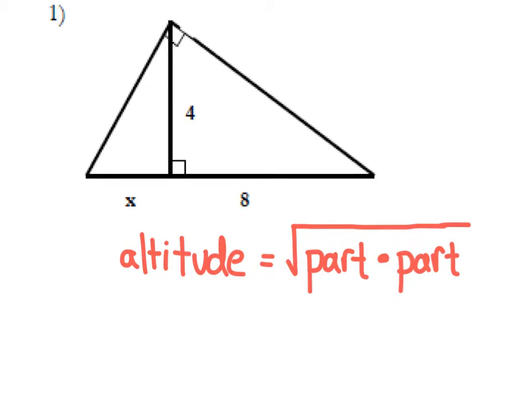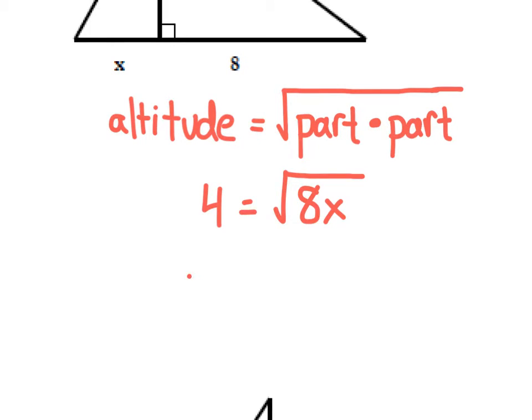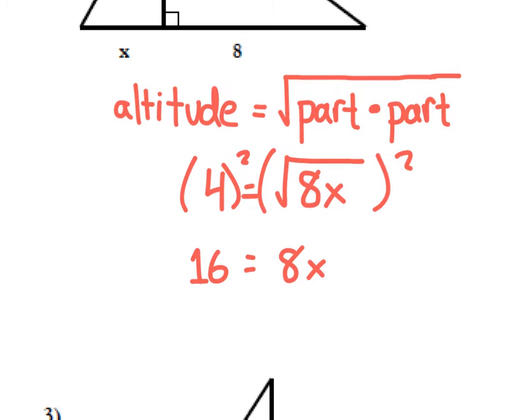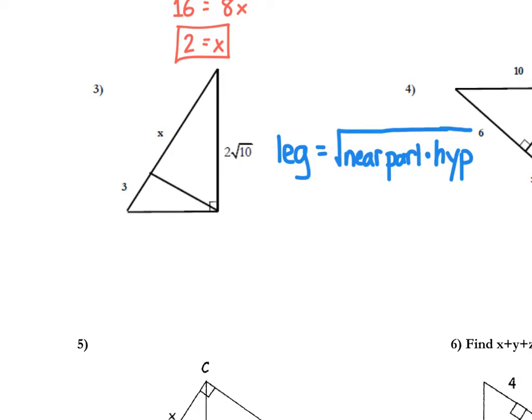For this first example, I'm trying to find a part and I'm given the altitude, so I'm going to use the altitude formula, and the setup is pretty simple. I just do the altitude, which is 4, is equal to the square root of part times part, which is x times 8, which would give me 8x. Now to solve this, we're just going to square both sides. So when I square both sides, that just gets rid of the radical. Notice that I don't do anything with the 8x. And then I just use some algebra to divide both sides by 8, and my answer here is going to be 2.